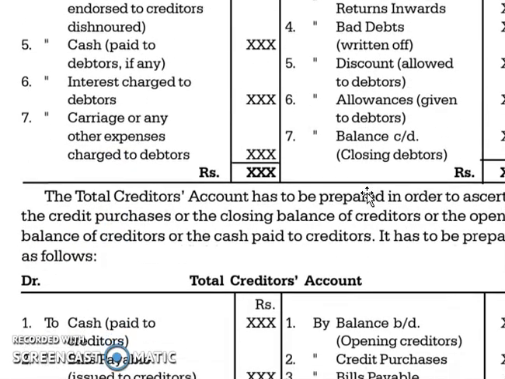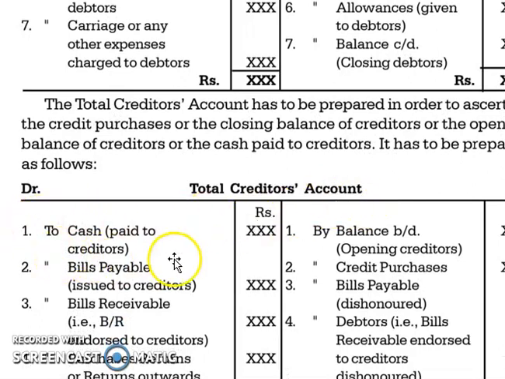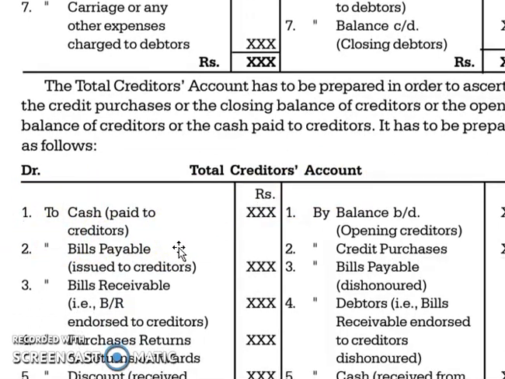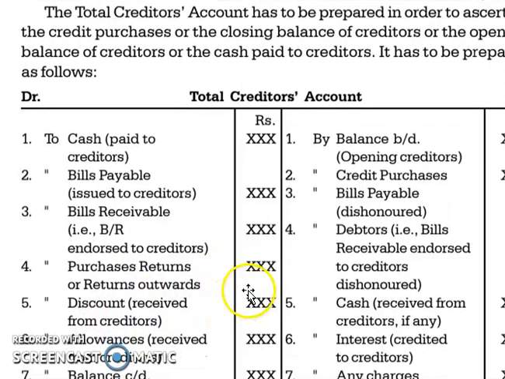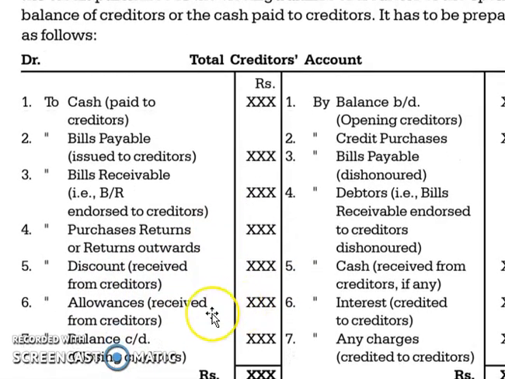In the creditors account it is in the debit side as to cash paid to creditors, to bills payable, to bills receivable, to purchase return, common item. There it is credit side, sales return. There it is the discount allowed. Now in the creditors account it is to discount received, to allowances and to balance carried down, closing creditors. This may be a balancing figure. And in the credit side we are having opening creditors again, by balance brought down. By credit purchases, this may be again an answer figure.